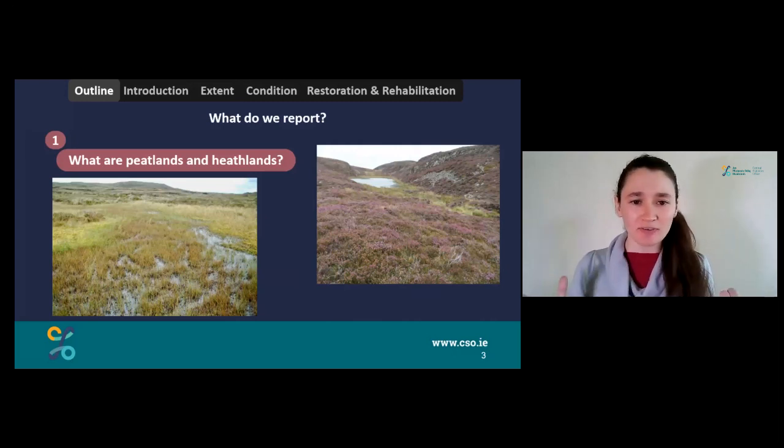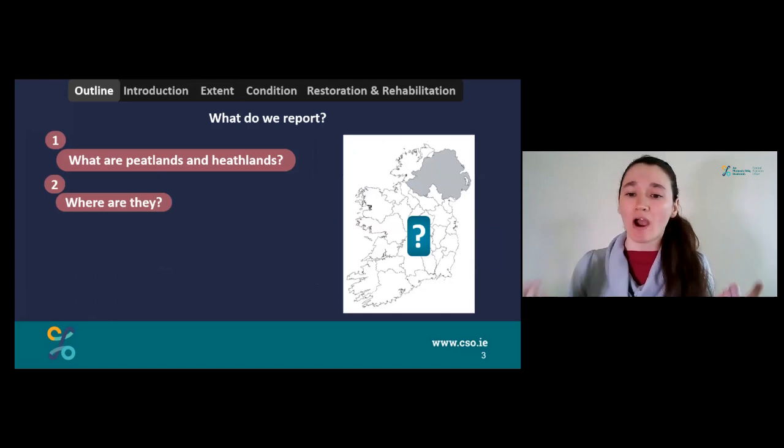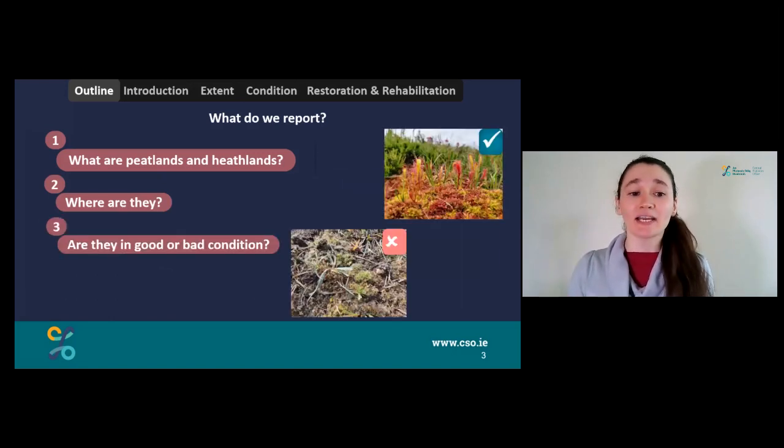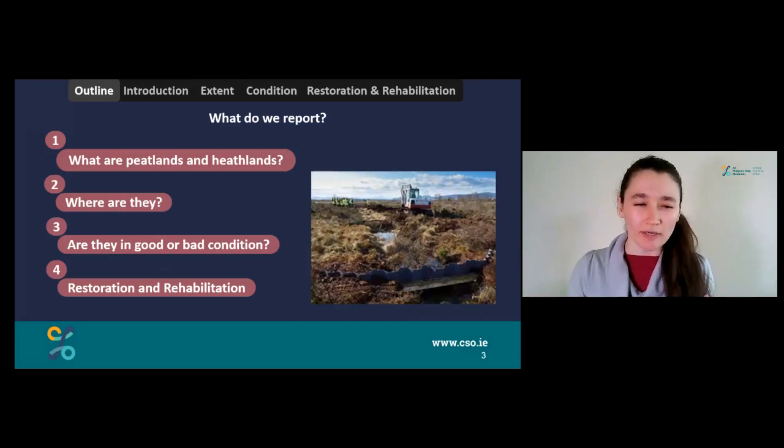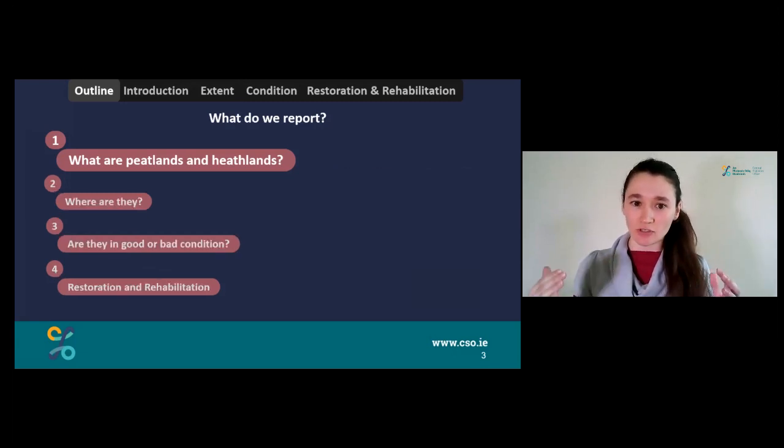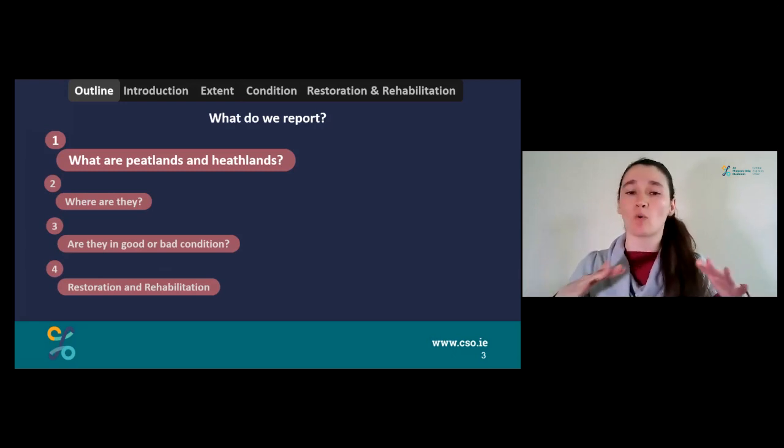First, how to define peatlands and heathlands, and this is not an easy task. Then, where are they in Ireland? What is their condition? And finally, what is the story behind all the restoration and rehabilitation works we keep hearing about? Well, let me start first with some basic definitions and concepts on peatlands and heathlands so that we all know what we're talking about.